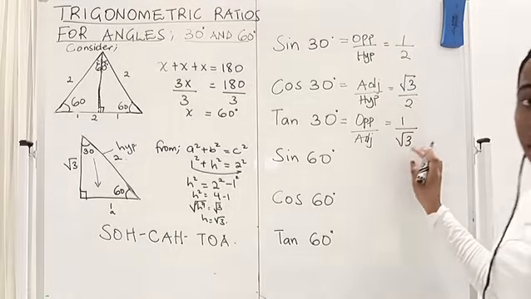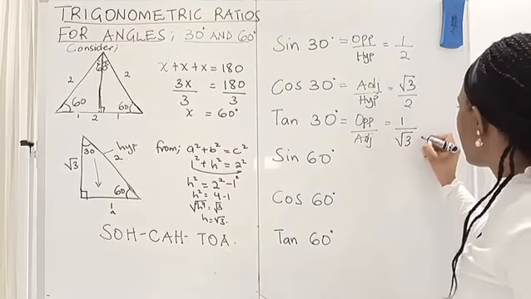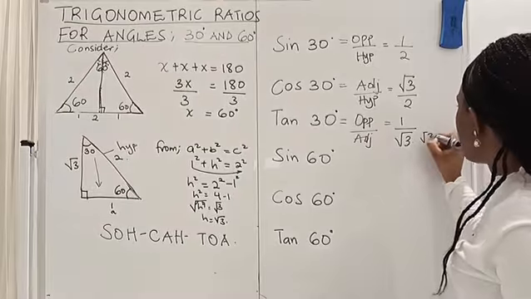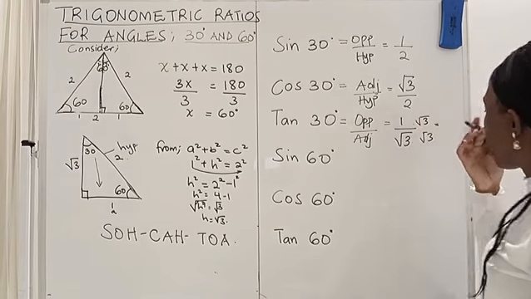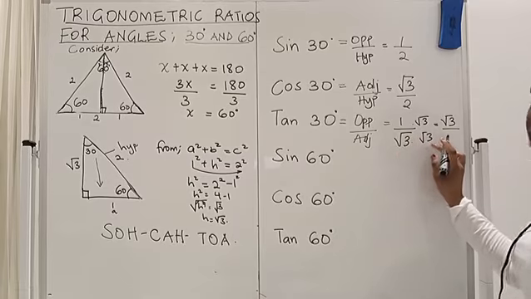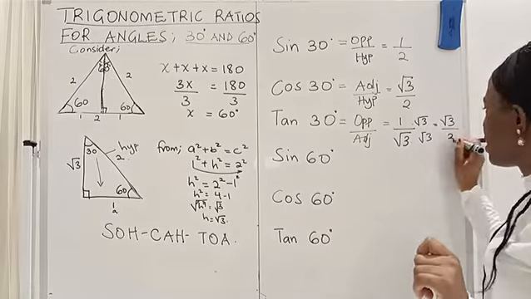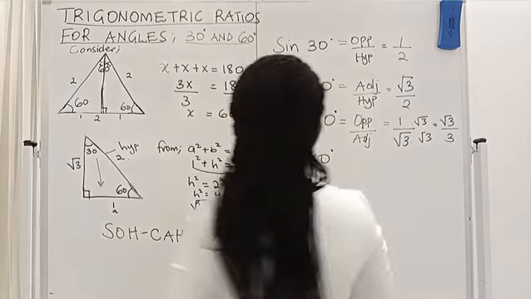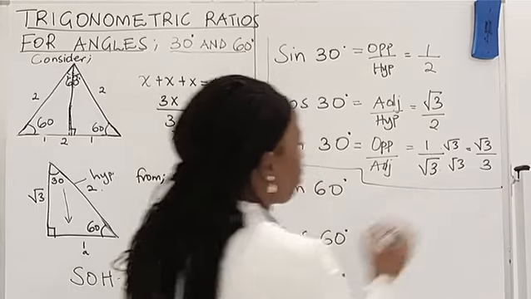But we can't leave this radical on the denominator. So let us rationalize the denominator. You multiply through by root 3 here and in the numerator. So I will have root 3 times 1, that is root 3. And root 3 times root 3, you get root 9. But root 9 is the same as 3. So that is tan 30, root 3 over 3. So these are the trig ratios for an angle 30.